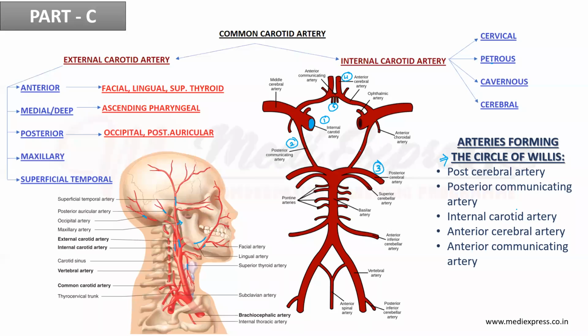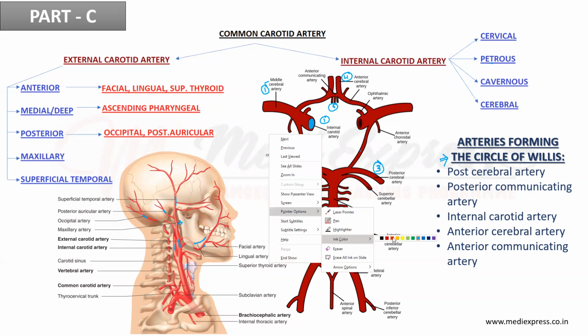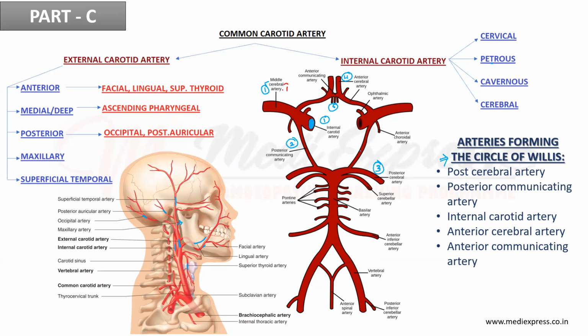In this, one more thing which you need to remember is the branches of the internal carotid artery. You can see over here we have a middle cerebral artery, right? Middle cerebral artery is one of the branches of the internal carotid artery. I'll change the color so that you will understand. Internal carotid artery, first branch is the middle cerebral artery. The second one is the anterior cerebral artery. Third one is the posterior communicating artery.